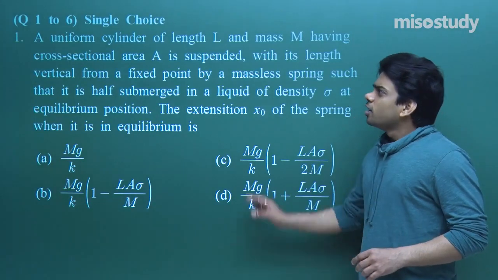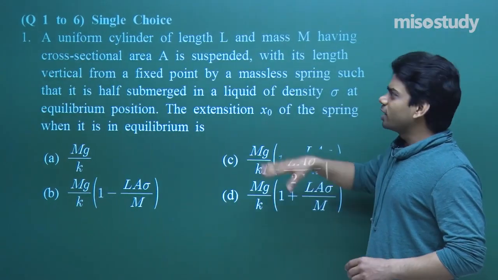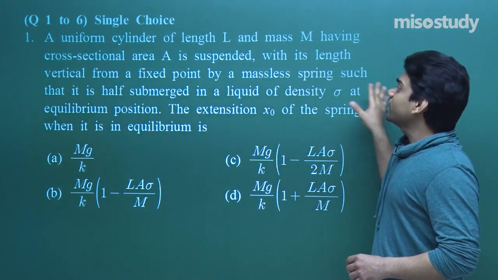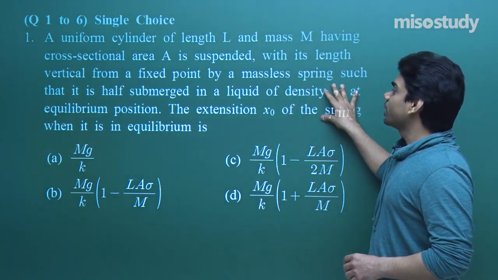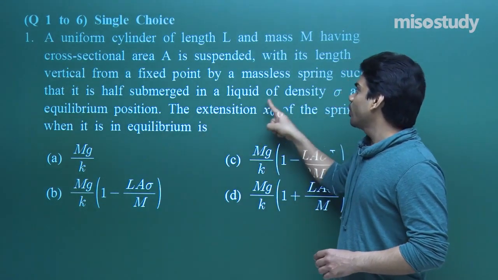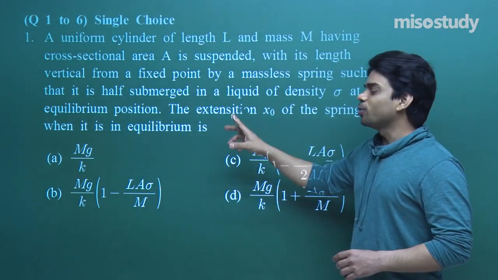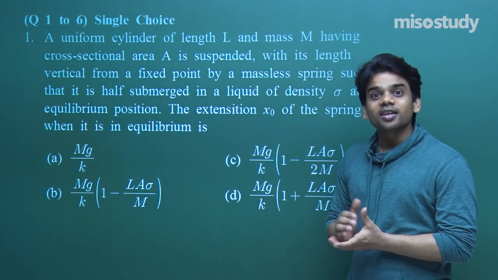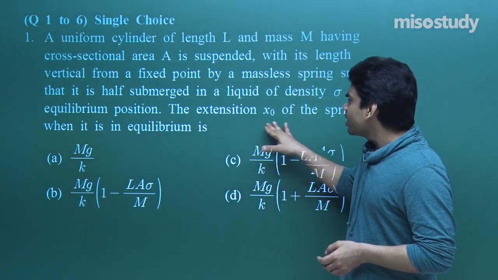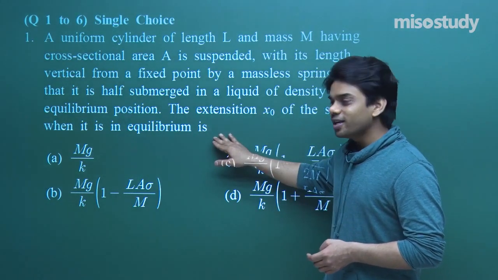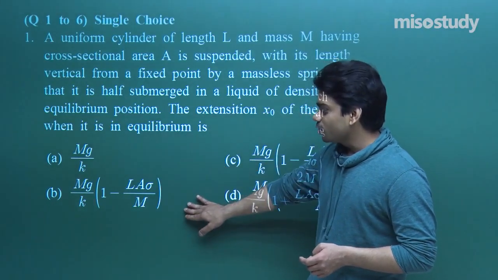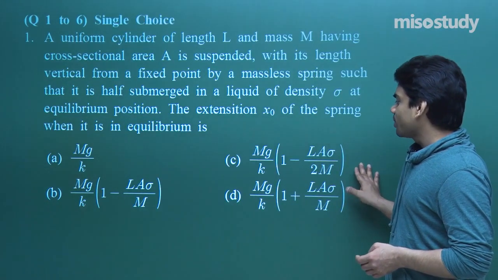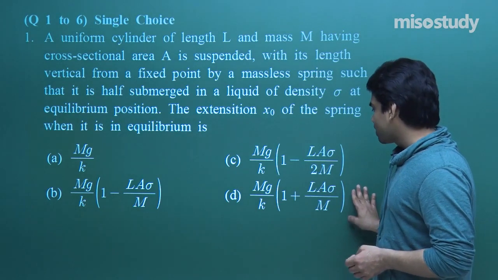Question number 1. A uniform cylinder of length L, so you have a cylinder whose length is given as L and mass M, having a cross-sectional area A, is suspended with its length vertical from a fixed point by a massless spring such that it is half submerged in a liquid of density sigma at equilibrium position. That means the cylinder is hanging with the help of a spring and it is half submerged in a liquid of density sigma. The extension x naught of the spring when it is in equilibrium is: A, mg by k; B, mg by k times 1 minus L A sigma by m; C, mg by k times 1 minus L A sigma by 2m; and D, mg by k times 1 plus L A sigma by m.